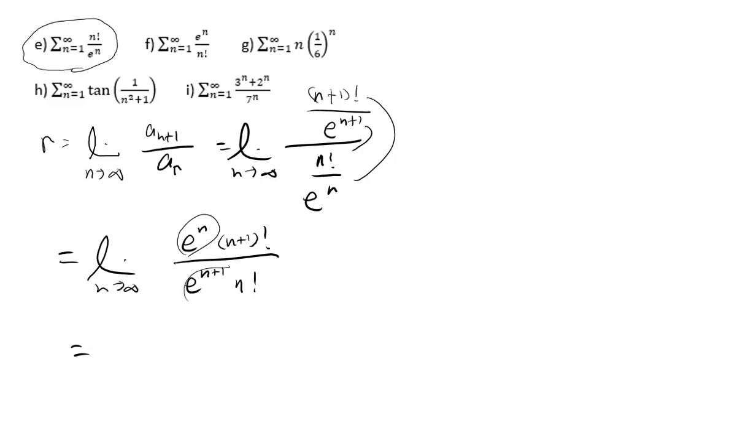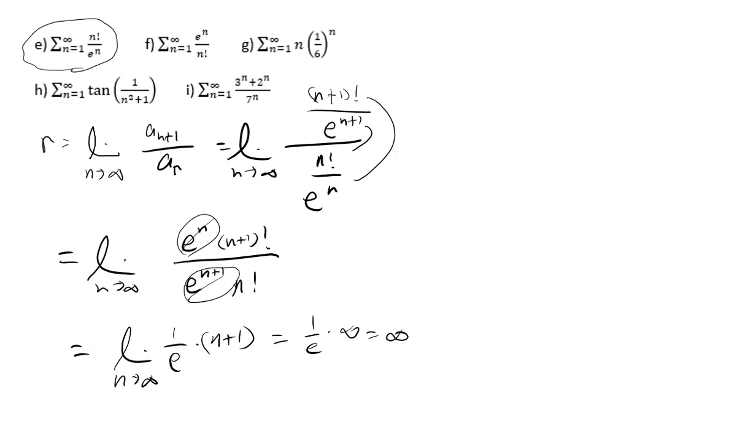E to the n and e to the n plus 1, since this is e to the n times e, you're going to reduce these two to get just 1 over e here. Whereas this one, if you write out n plus 1, that's 1 times 2 times 3 all the way up till n plus 1. And this is all the way up till n. So a lot of these will cancel, leaving just n plus 1 on the top. And then you're still sending n to infinity, which will make this thing infinity. So what you're getting is 1 over e times infinity, which is just infinity.